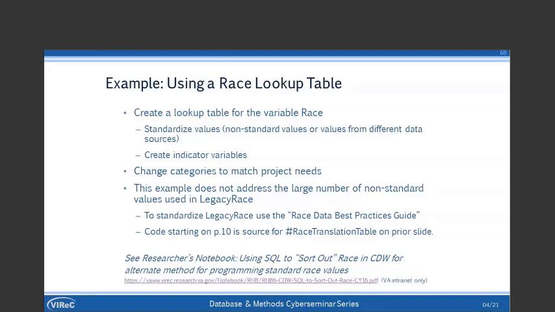This particular example does not address the large number of non-standard values used in legacy race. Since I'm shying away from telling people to use that, I didn't want to get bogged down in that example. But the lookup table that I used on the prior slide is available in the Race Data Best Practices Guide, and the code for creating that table starts on page 10. If you don't want to use a lookup table and just want to program in the standard way, you can also use the researcher's notebook using SQL to sort out race for that purpose.